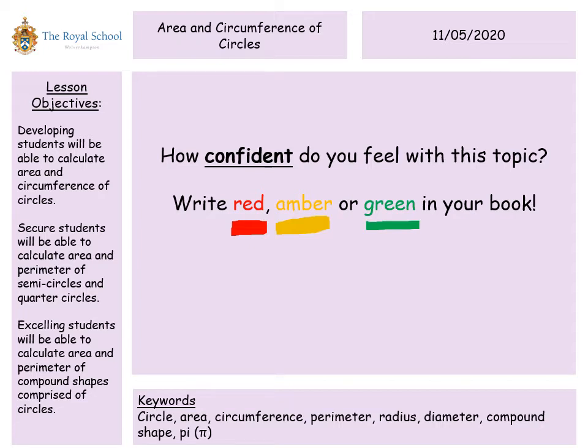So you should be doing just one of the red, amber or green activities. And this should be for your circumference and area of circles. And once you've had a go at that, unpause the video so we can run through some answers.